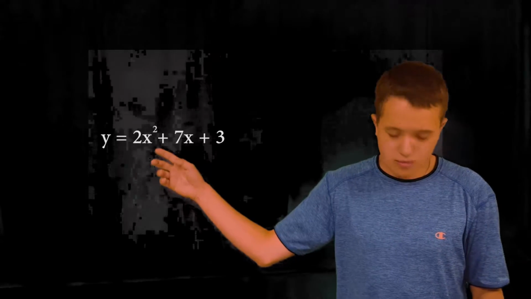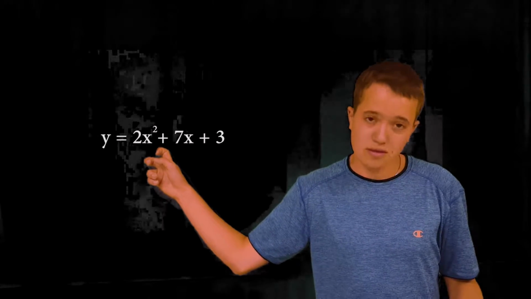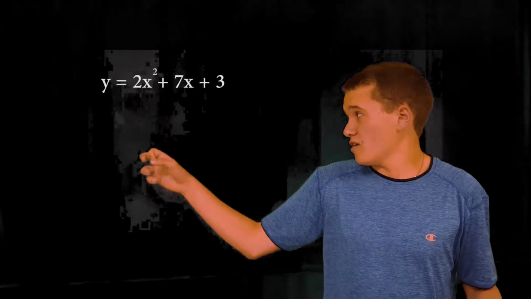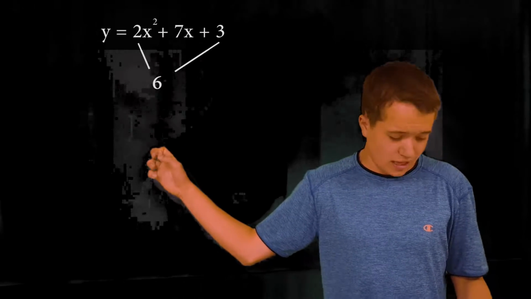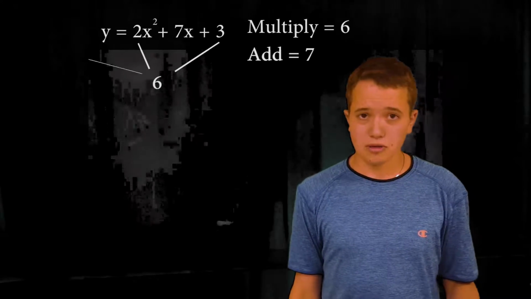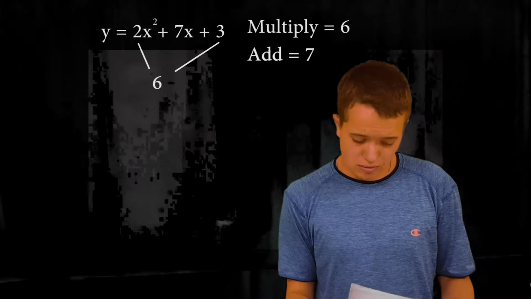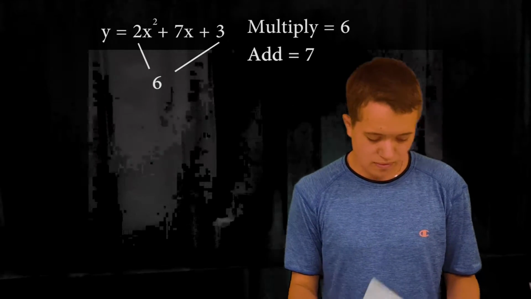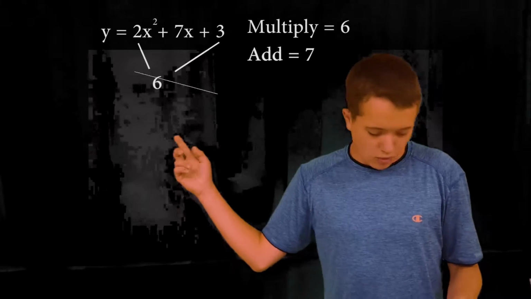Thanks, guys. All right, so an example of general form would be 2x squared plus 7x plus 3. A times c is 2 times 3, and that equals 6, and the b is 7. So we want to find two numbers that multiply together to make 6, but add up to 7. And 6 and 1 will do that.